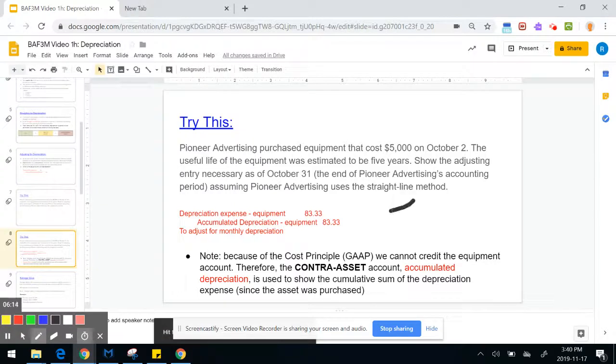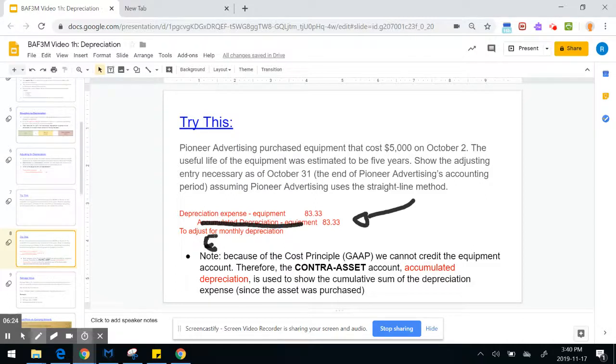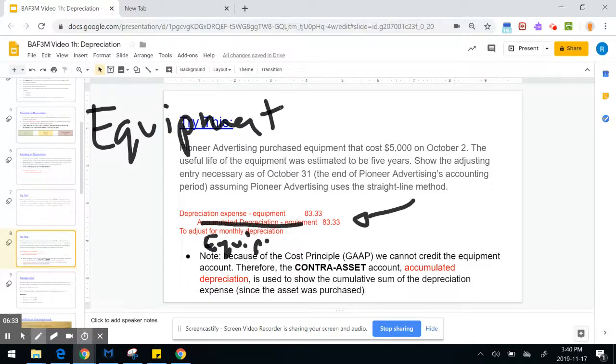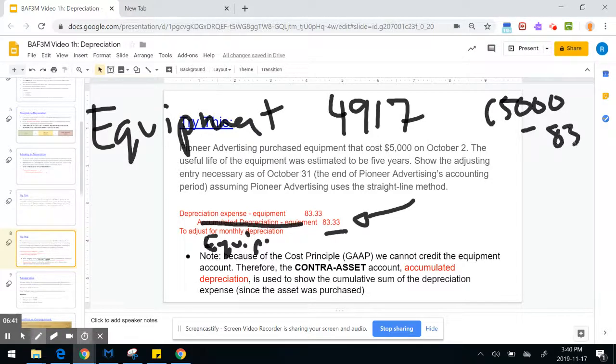Basically, again, if you were thinking, well, why not just credit the equipment? You can't do that because of the cost principle. All right, if you were to credit equipment, so let's say you didn't credit accumulated depreciation, you actually credited equipment. Well, here's what would happen. On the balance sheet, your equipment, which was worth $5,000, if you credited it for $83, the value of that equipment would go down to $4,917, right? Which is 5,000 minus the $83 of depreciation for the first month. But you can't do that.